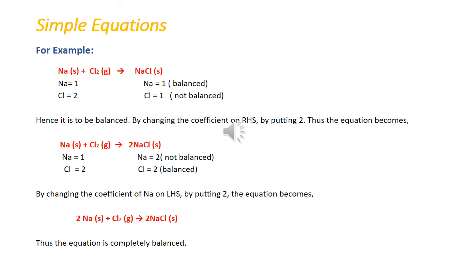Now you check both the sides. Na on the reactant side is equal to 2 and Na on the product side is also equal to 2. Cl on the reactant side is equal to 2 and Cl on the product side also is equal to 2. Thus, the equation is completely balanced. This is how you balance any simple equations.